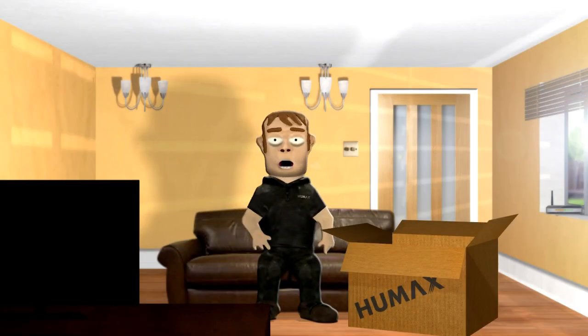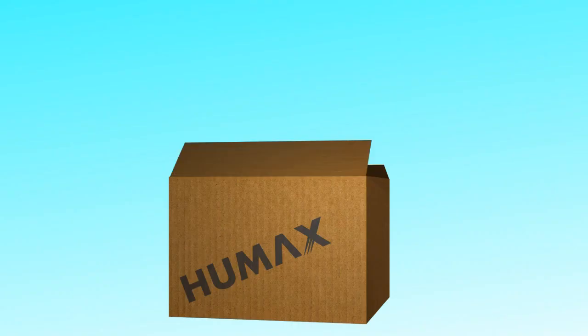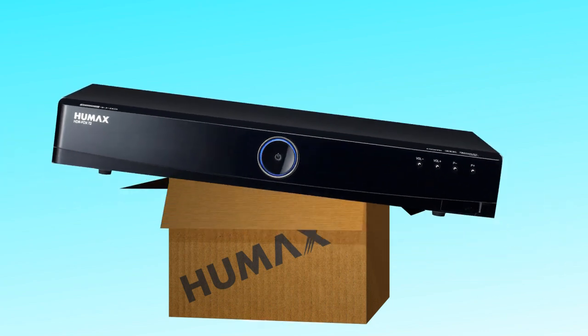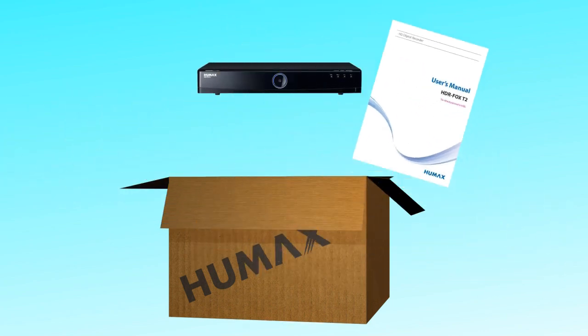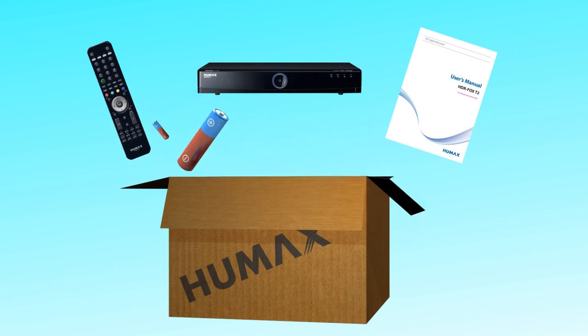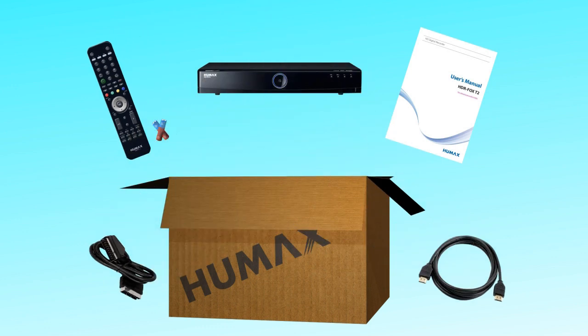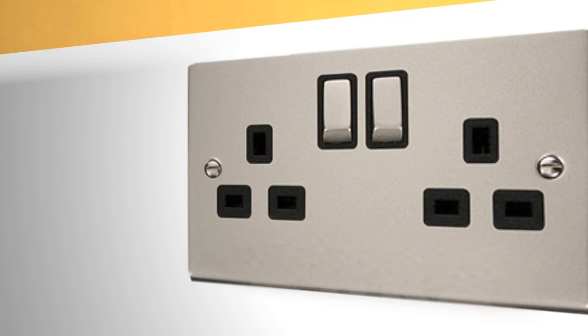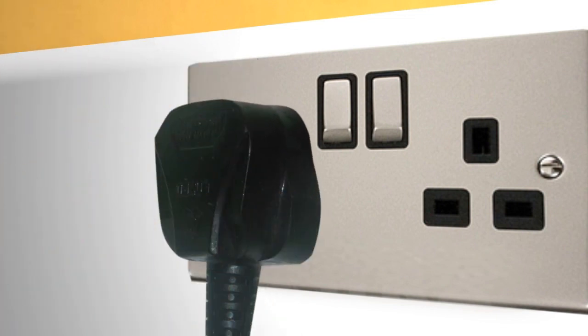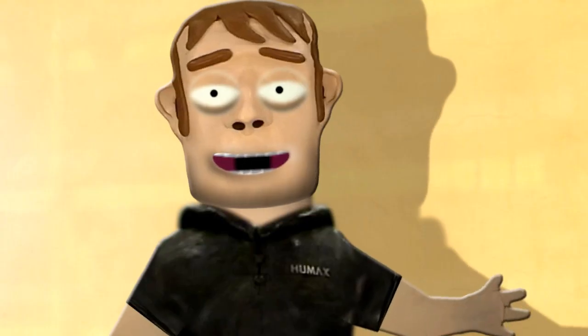Let's look at how to connect your recorder to the TV. In the box you will find your Humax recorder, along with an instruction manual, remote control, batteries and cables to connect your recorder to the TV. Plug the unit into the mains, making sure that the socket is switched off.